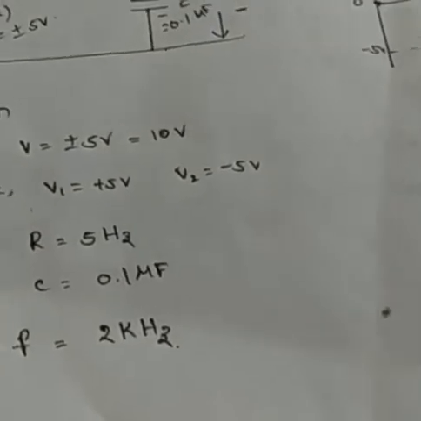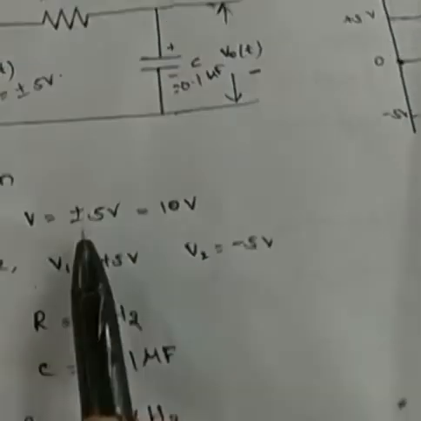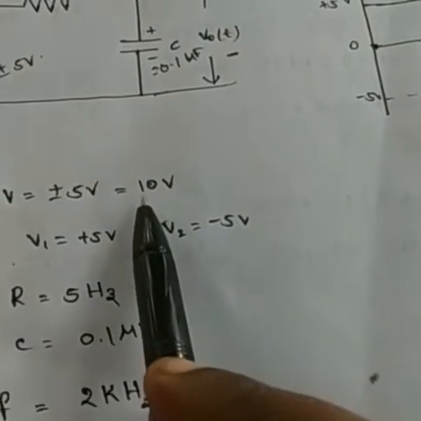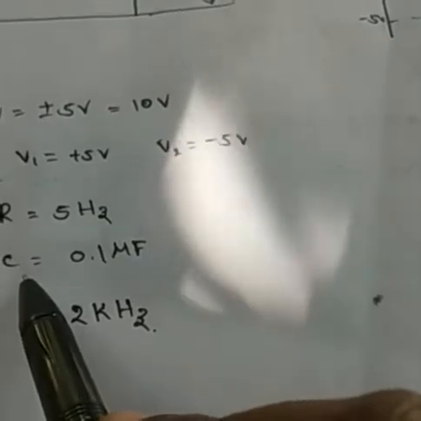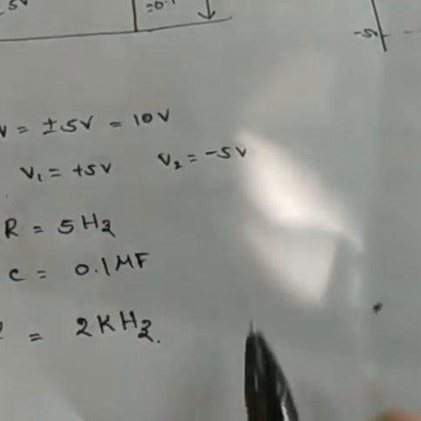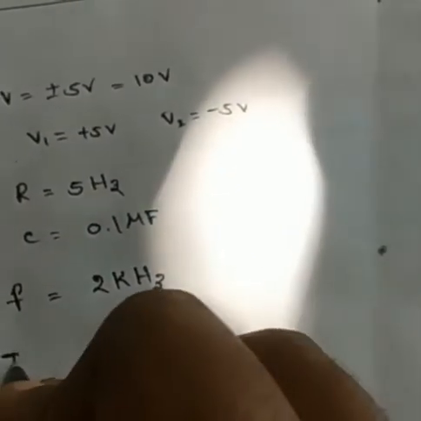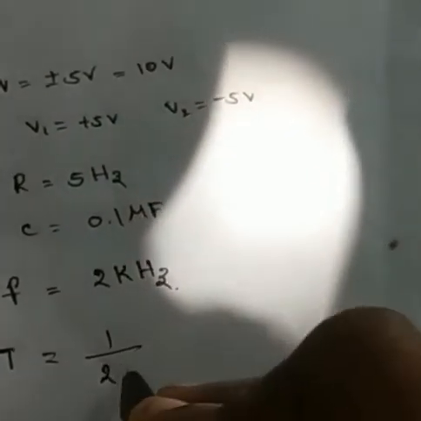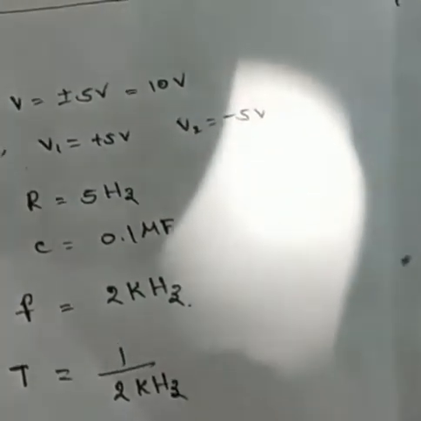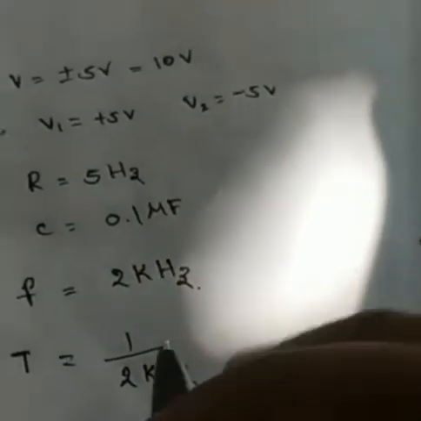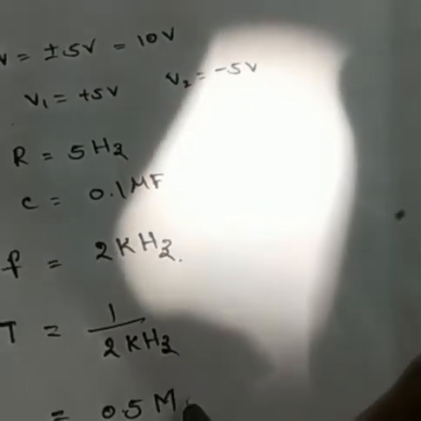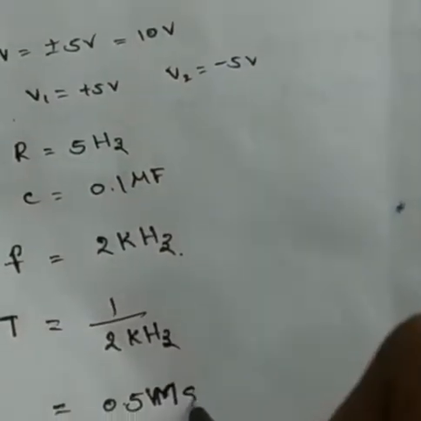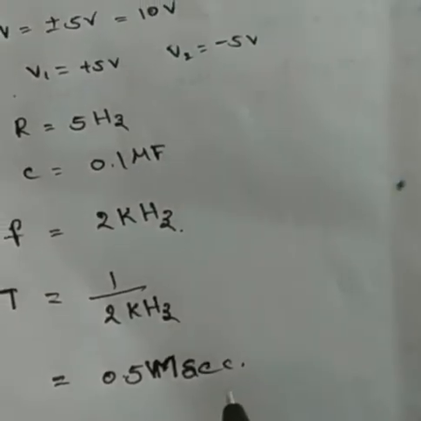So write the given data. V is equal to plus or minus 5 volts, so it has 10 volts peak to peak, R equal to 5 ohms, C equal to 0.1 microfarad, and f equal to 2 kHz. By that, the time period T is equal to 1 by 2 kilohertz. Why? Because time period equals 1 by frequency, which equals 0.5 milliseconds. So 0.5 milliseconds is the value of the time period.